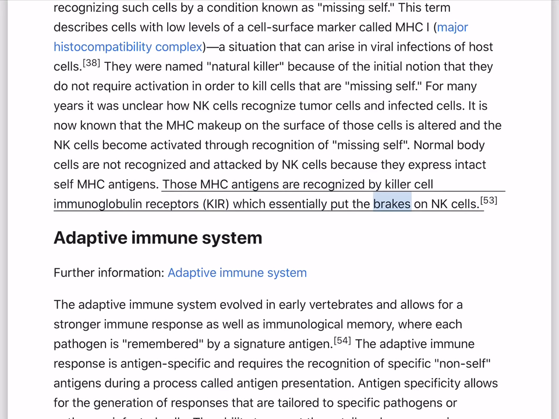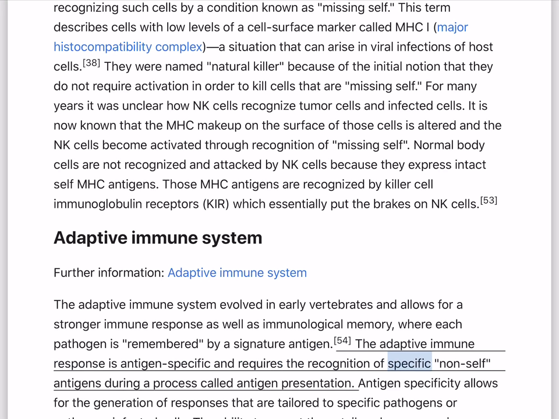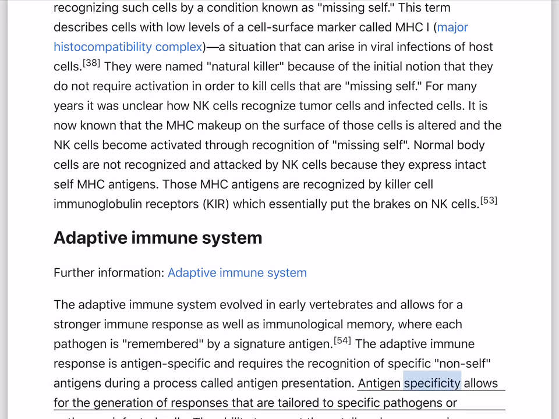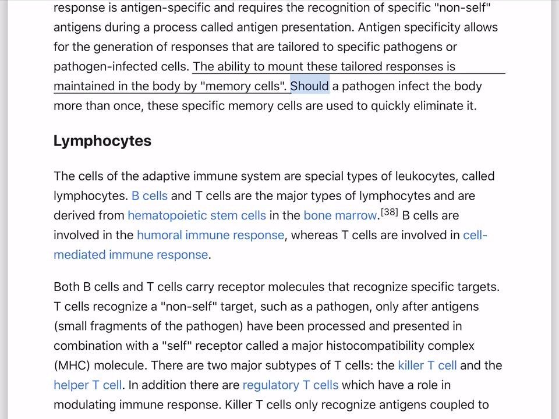Adaptive immune system. The adaptive immune system evolved in early vertebrates and allows for a stronger immune response as well as immunological memory, where each pathogen is remembered by a signature antigen. The adaptive immune response is antigen-specific and requires the recognition of specific non-self antigens during a process called antigen presentation. Antigen specificity allows for the generation of responses that are tailored to specific pathogens or pathogen-infected cells. The ability to mount these tailored responses is maintained in the body by memory cells. Should a pathogen infect the body more than once, these specific memory cells are used to quickly eliminate it.